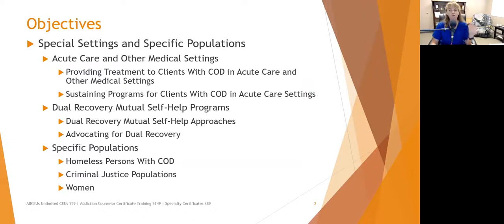We'll also move on to talking about dual recovery, mutual self-help programs, and specific populations such as homeless people with co-occurring disorders, criminal justice populations, women, and people with trauma.